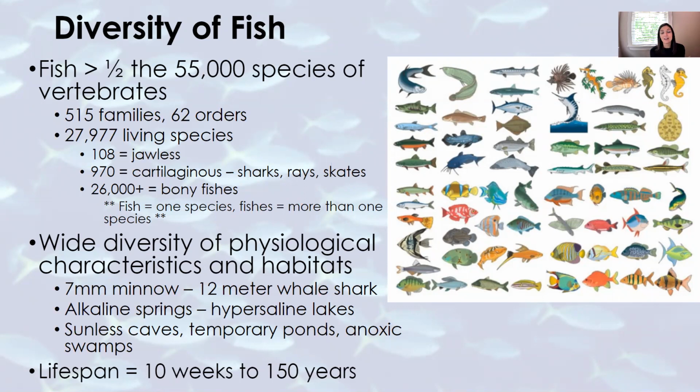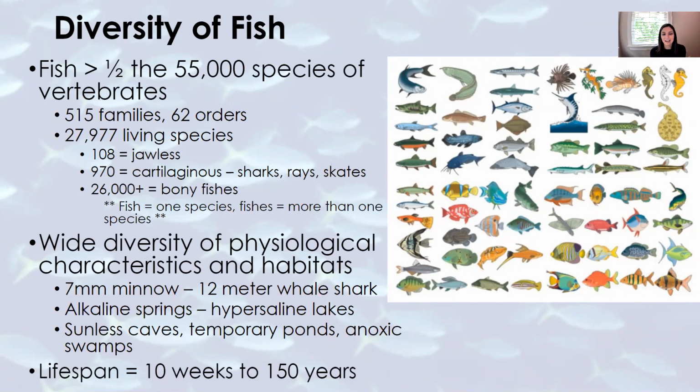Fish can live in extreme conditions like alkaline springs. Those are places where the water is really basic, so it has a really basic pH. And also in hypersaline lakes, those are lakes that are really, really salty. And different species have adaptations to deal with those extreme environments.